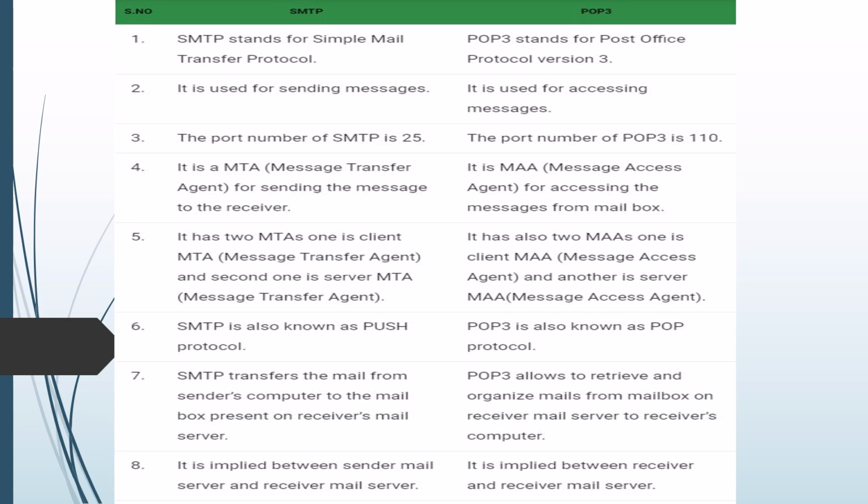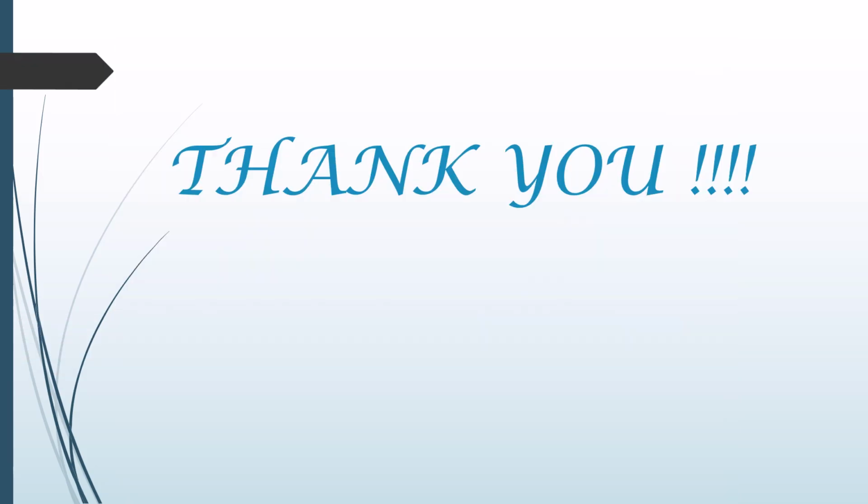This is the difference between SMTP and POP3. SMTP stands for Simple Mail Transfer Protocol. POP3 stands for Post Office Protocol version 3. SMTP is also known as a push protocol. POP3 is also known as the POP protocol. The port number of SMTP is 25. The port number of POP3 is 110.